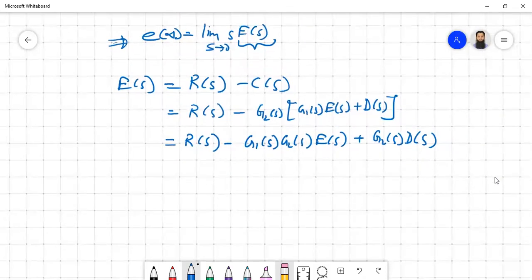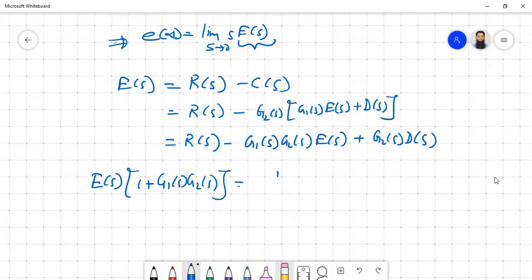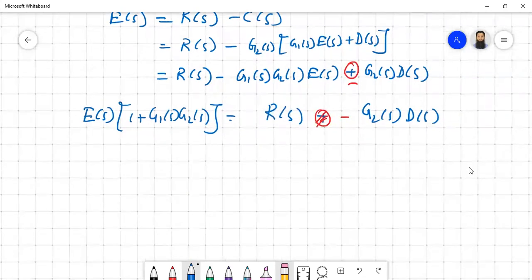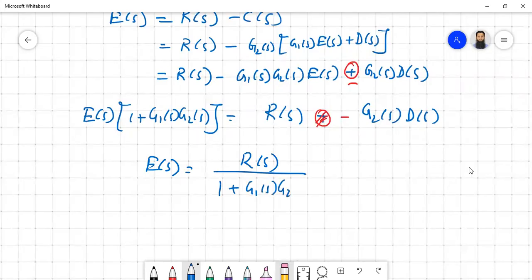So we can take it to the other side. So we have E(s) times 1 plus G1(s)G2(s) equal to R(s), plus, sorry, there has to be a negative sign because the whole term is negative. So this one has to be negative: minus G2(s)D(s). Now if you simplify a bit more, then your error becomes E(s) equal to R(s) by 1 plus G1(s)G2(s), which is almost as before what we had, minus G2(s)D(s) by 1 plus G1(s)G2(s).